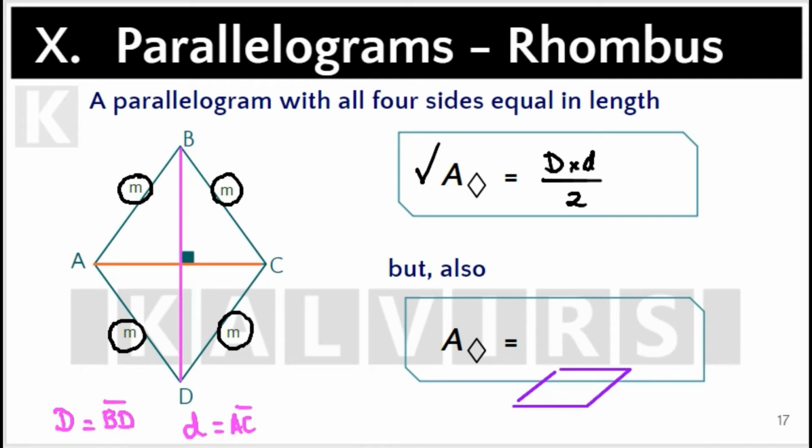If I draw the rhombus in this position, the base is M, and let H be the height. Which of the following represents the area of a rhombus in terms of M and H? So, the area of a rhombus can be calculated also as the base times the height, just like the area of a parallelogram.